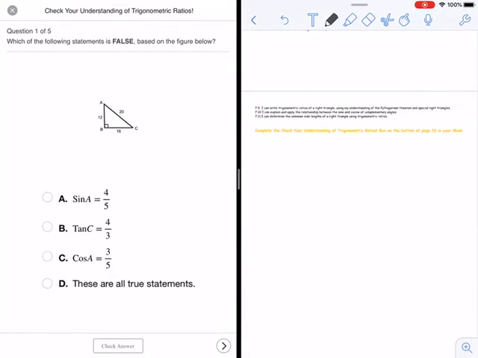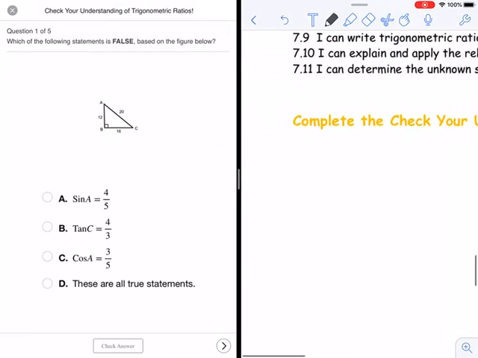Alright students, so we're now here in the iBook, last part of the guided notes today, and we're just going to work through 5 problems. Alright, first problem, which of the following statements is false based on the figure below? So we got this triangle. Let's just rattle through these problems till we figure out which one's the false one.